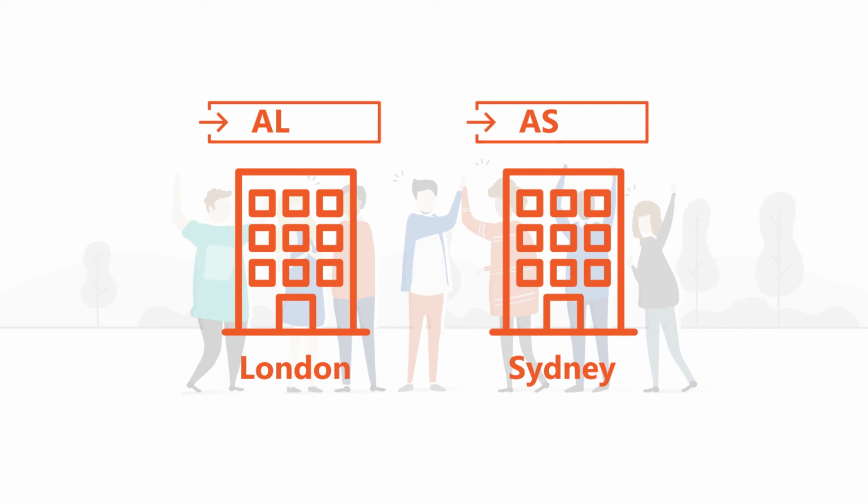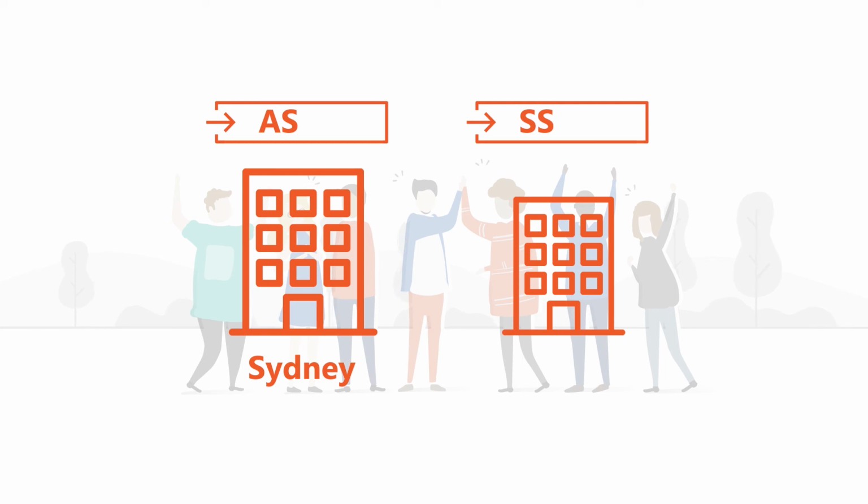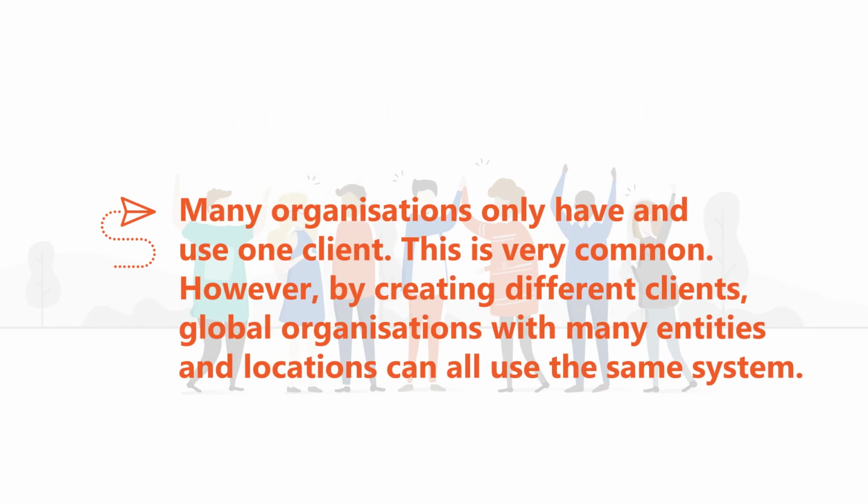In this scenario, client represents a separate geographical office operating in a different currency. Clients can also be used to represent different legal entities. If Company A acquires a subsidiary, they may create a new client for that subsidiary and call it SS. Many organizations only have and use one client. This is very common. However, by creating different clients, global organizations with many entities and locations can all use the same system.